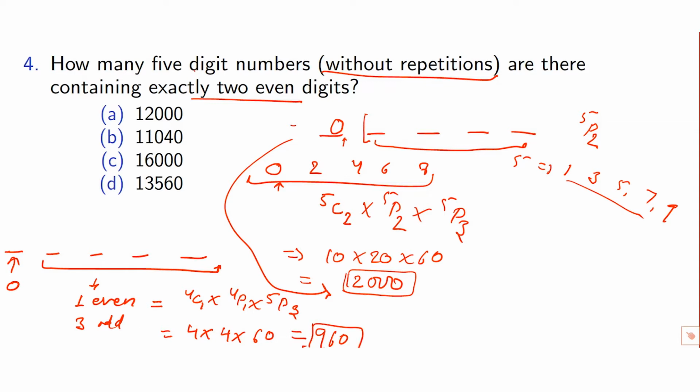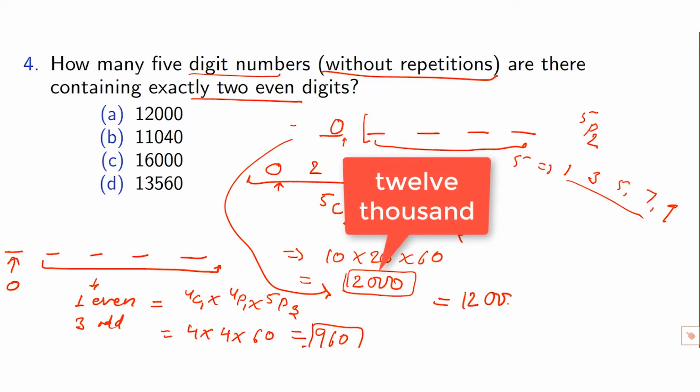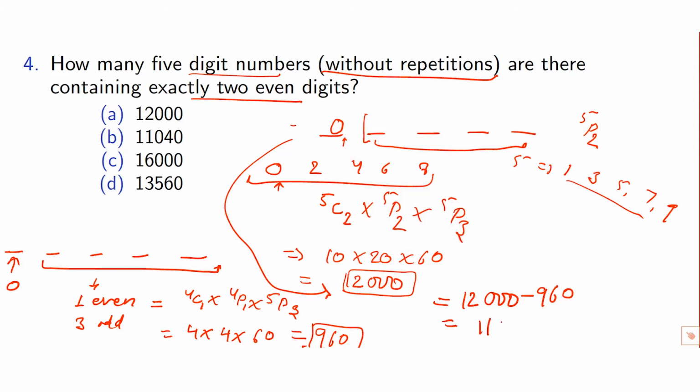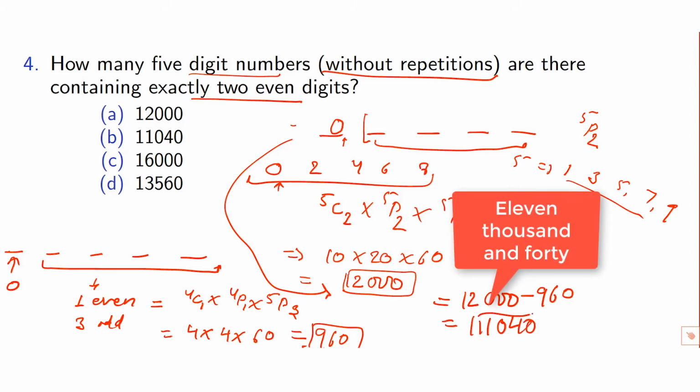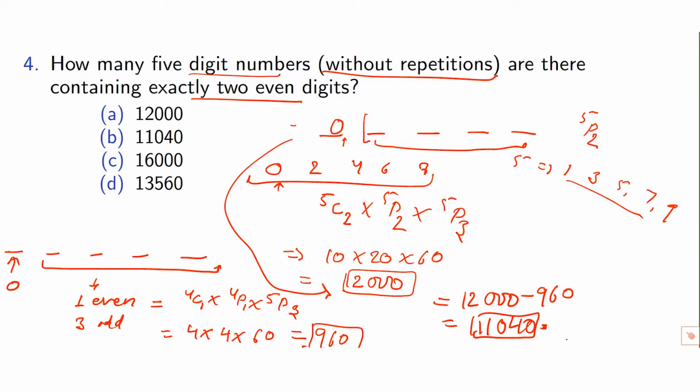So the number of 5-digit numbers containing exactly 2 even digits will be equal to 12,000 minus 960. This will be equal to 11,040. So the right answer is B.